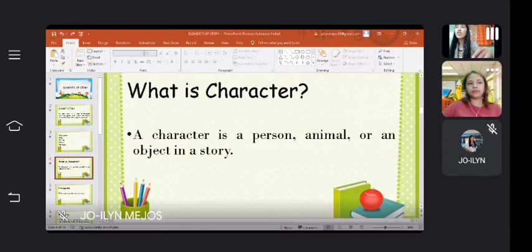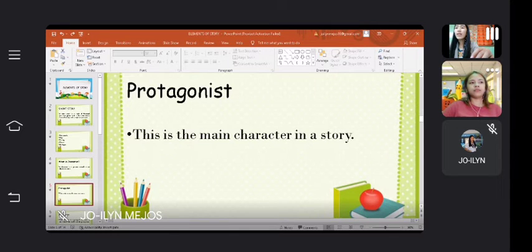So there are major types of character. The first is the protagonist and the second one is the antagonist. So the protagonist, may I call on Stephanie to please read it again?